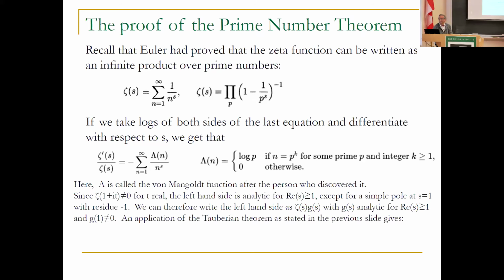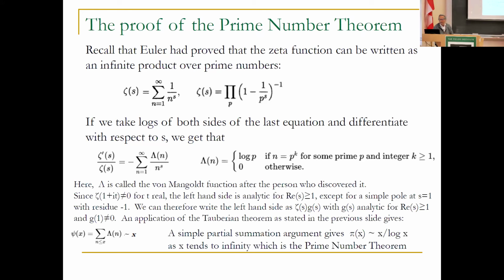But when you do that, it turns out that you can write down the prime number theorem in the form that psi of x, the sum function of lambda of n, is asymptotic to x. So pi of x being asymptotic to x over log x is the same as psi of x, the sum of lambda of n, being asymptotic to x. And then a simple partial summation argument gives you pi of x is asymptotic to x over log x.